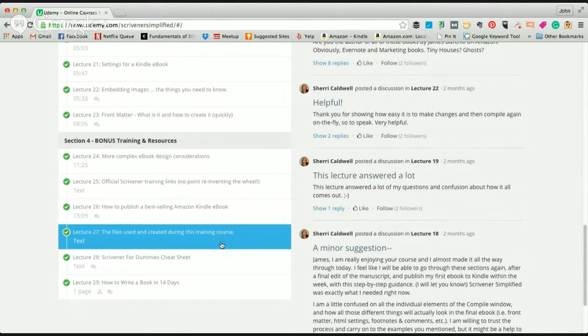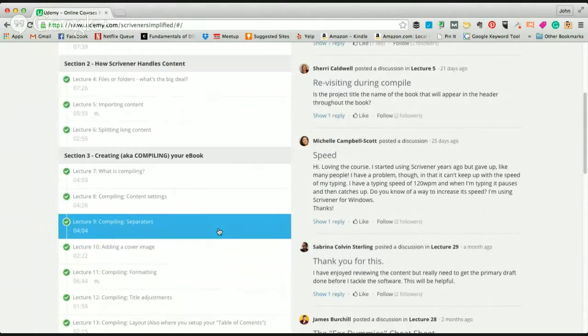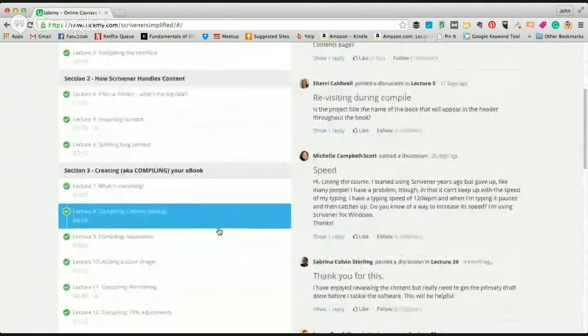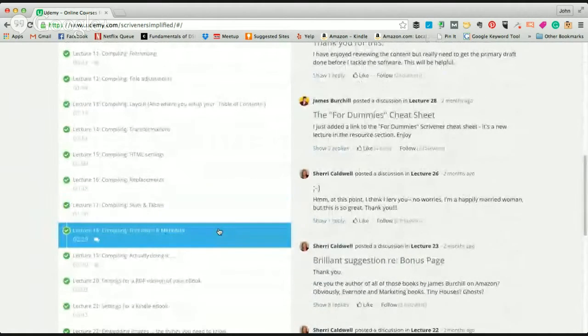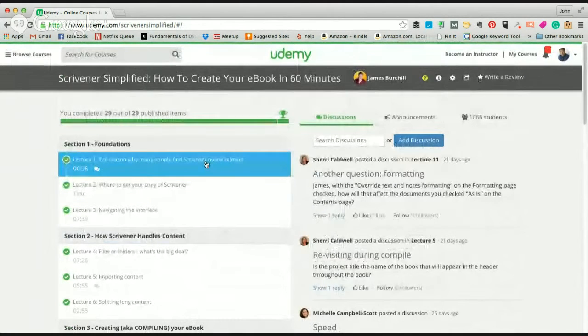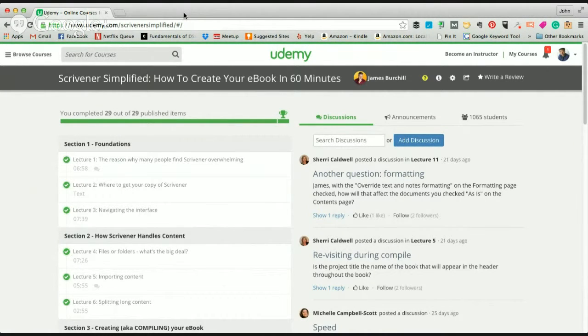Some of his lectures are a little bit longer, a lot of them over 10 minutes, though most are under 10, between 5 and 8 minutes. So it's just two different methodologies. You have Joseph Michaels, who's very staccato, right down to the point. James doesn't ramble, but he does take you by the hand more and explains more about why different aspects of Scrivener should matter. So that's probably the key difference between the two.